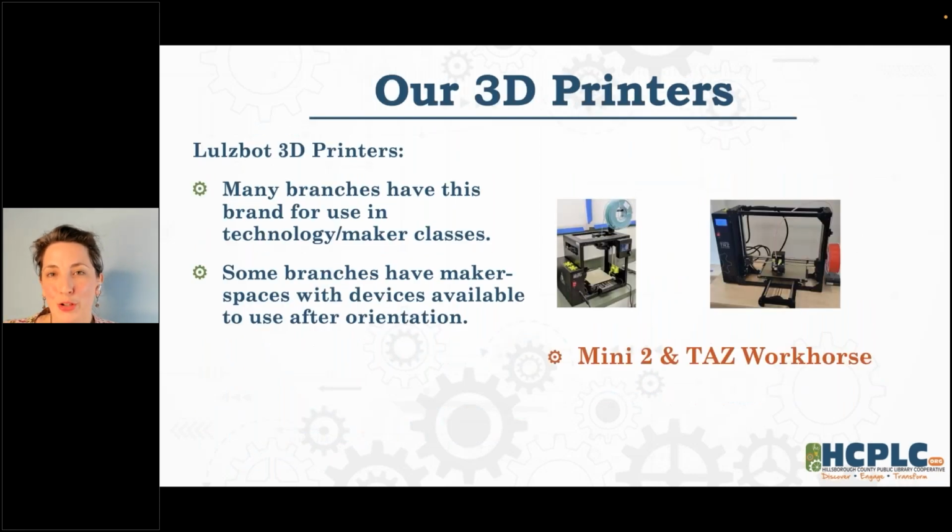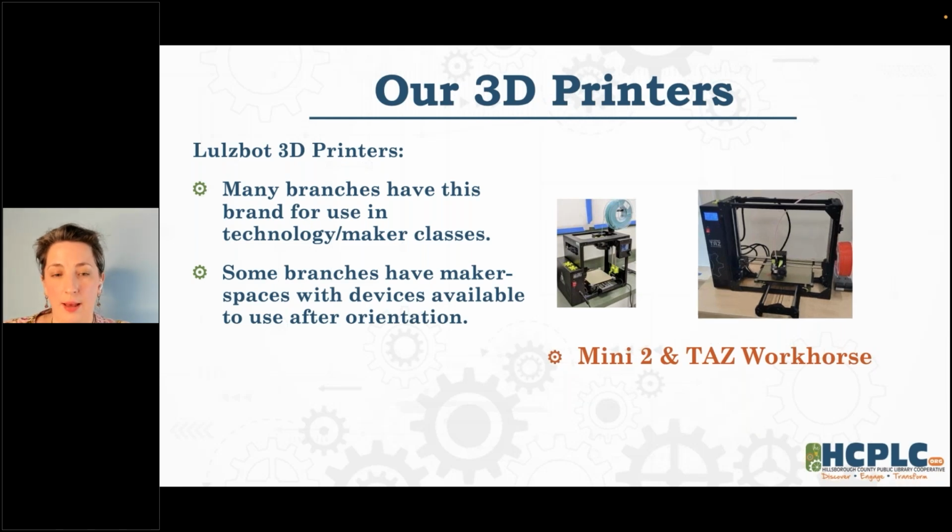And here's a quick look at the two primary kinds that the library has. So most of our branches will have one of these for 3D printing programs. And these are the two types that we have. We have the Lulzbot Mini 2 and the Lulzbot Taz Workhorse. So the Workhorse is a little bit of a larger one.